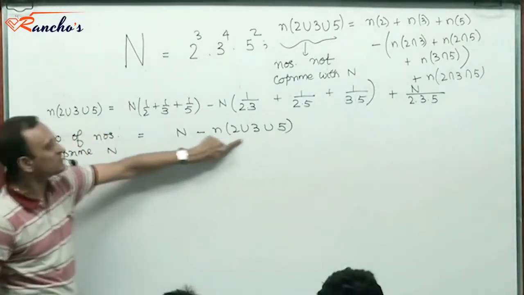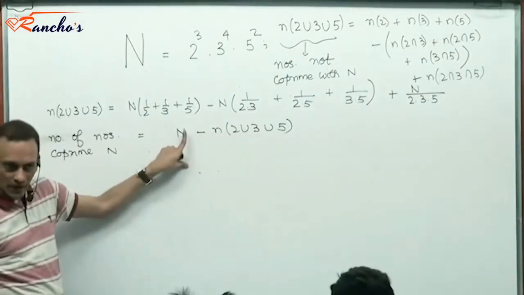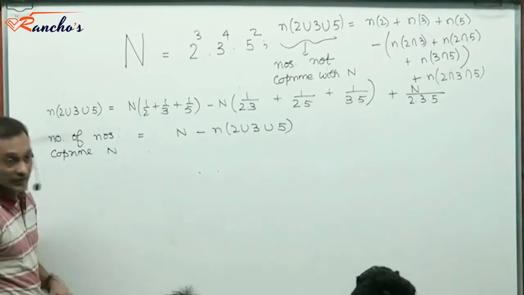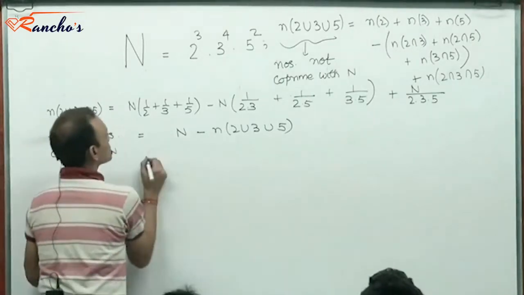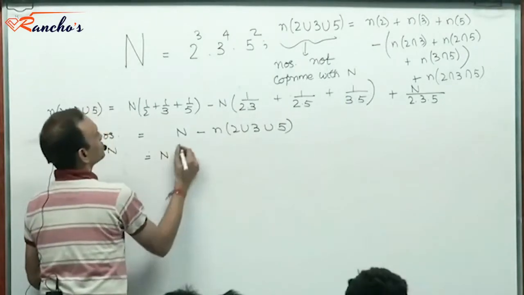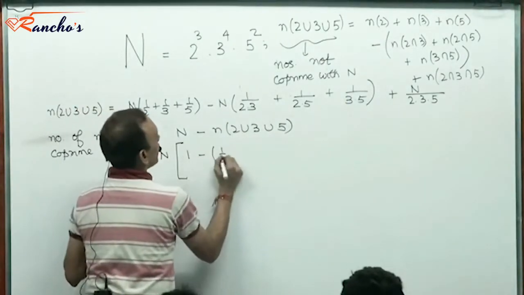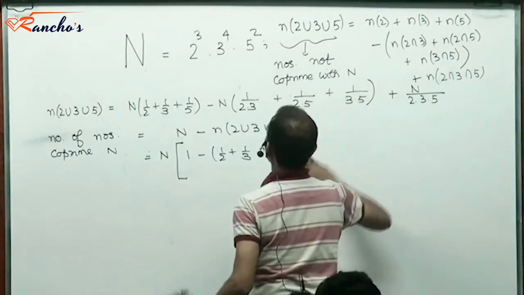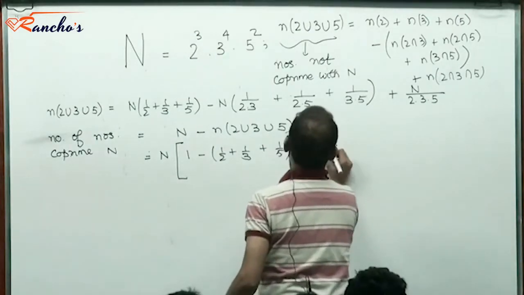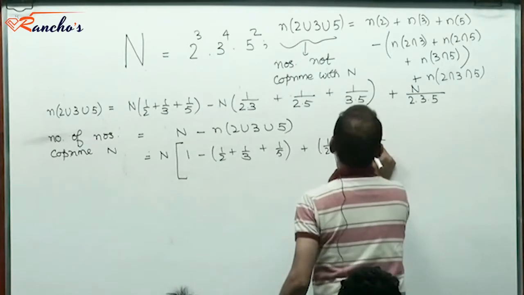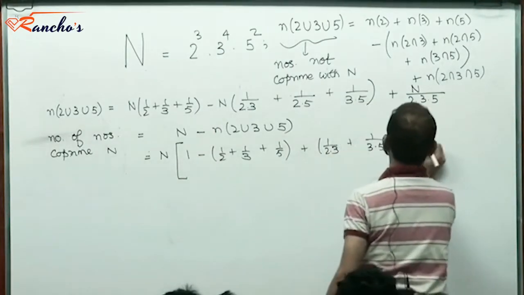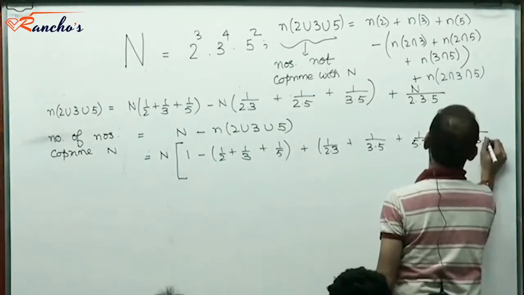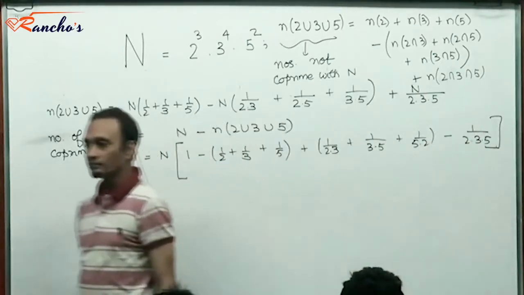This would give me the number of numbers that are not co-prime with n. This is the total number of numbers. Then I'll get the number of numbers that are co-prime with n, or relatively prime with n, right? So if I plug this in, I get N into 1 minus half plus 1/3 plus 1/5 plus 1 by 2 into 3 plus 1 by 3 into 5 plus 1 by 5 into 2, minus 1 by 2 into 3 into 5. Yes or no? This is what I get.